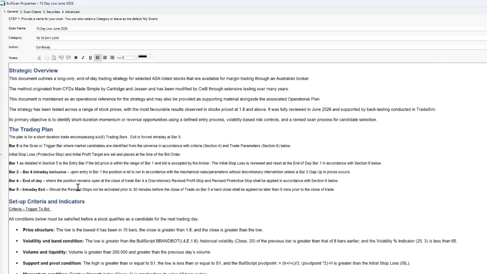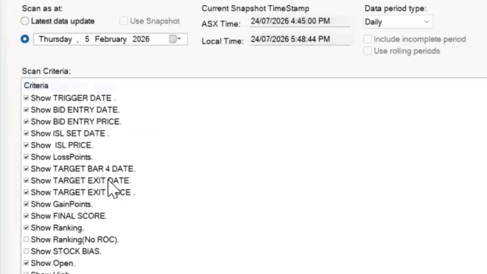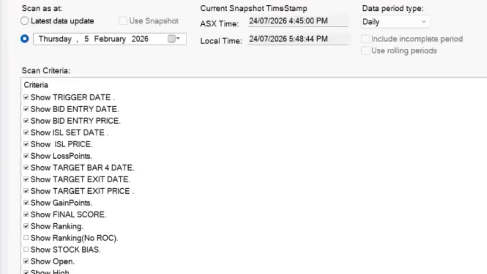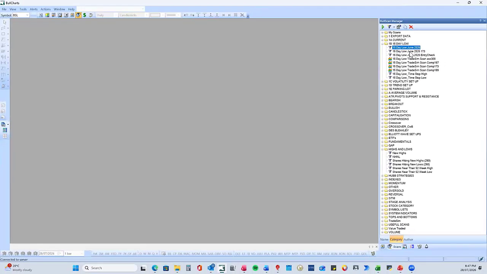I plugged that in, and that's really a copy and paste out of my trading plan. And again, for the criteria, there's a number of pieces of information that I want to see up front, and that helps me look at the trigger date and a range of information, which can be part of the criteria, but is also additional to what the criteria I'm using is for that scan. I'll just close that. So I'm going to run that now as a multi-scan.